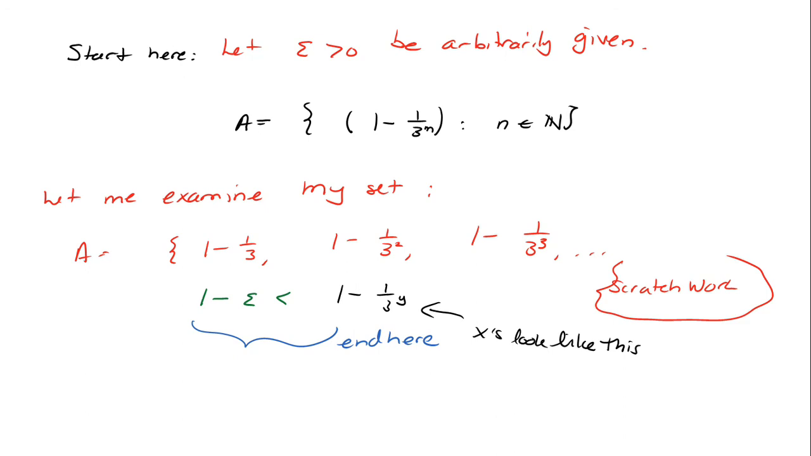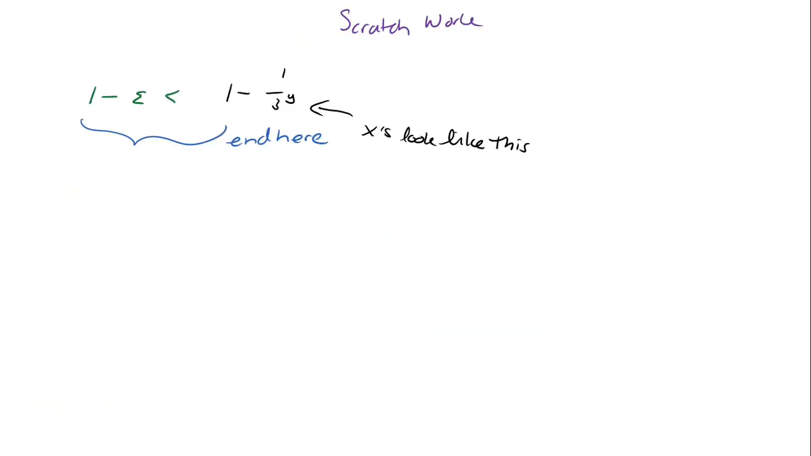My x's all look like this, 1 minus 1 over 3 to the y. If I took an arbitrary x, that's what it would look like in that set. So this is my scratch work. So I really need to find that y that makes this happen. So in a lot of the analysis proofs, the trick is to write down what you have to show with everything replaced and then work backwards.